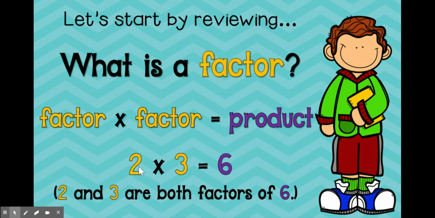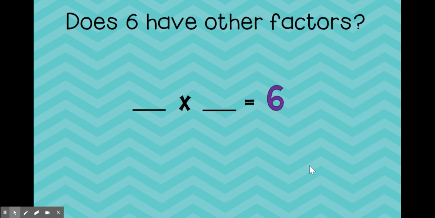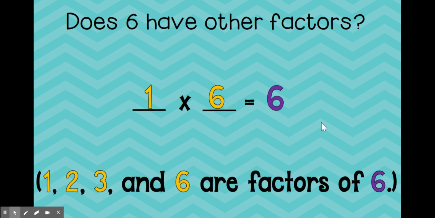So 2 times 3 equals 6. 2 and 3 are both factors of 6. Does 6 have other factors? Well, 1 is a factor times 6 will give you the product of 6. So 1 and 6 are factors when multiplied together, gives you 6. 1, 2, 3, and 6 are all factors of the product 6.